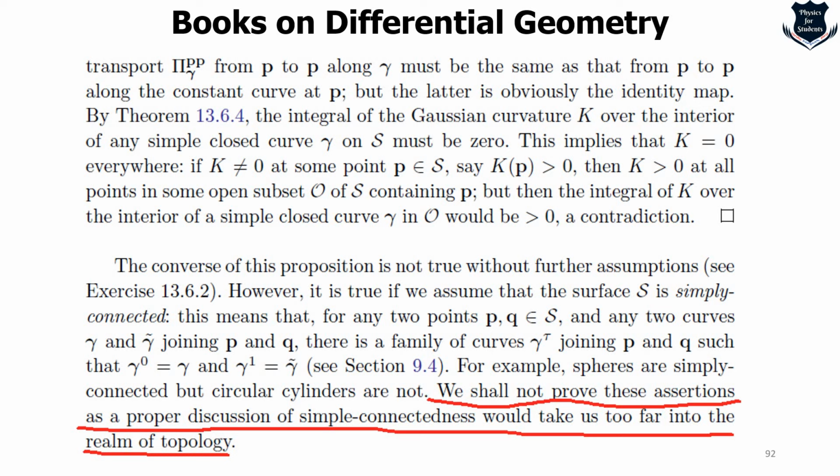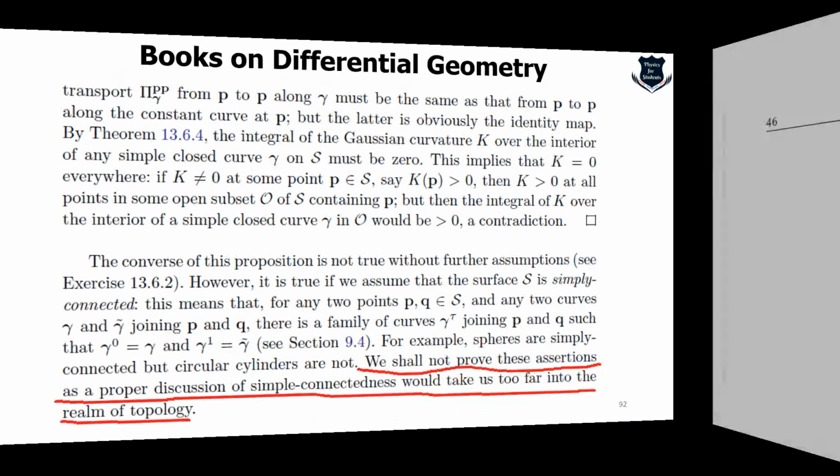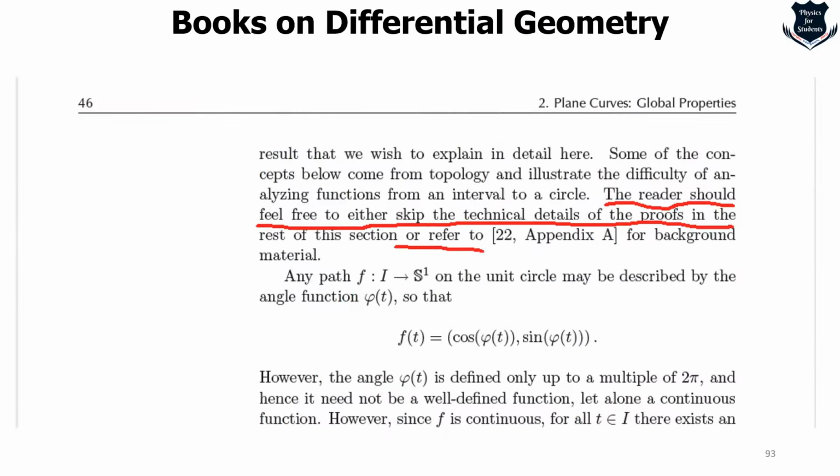"We shall not prove these assertions, as a proper discussion of simple connectedness would take us too far into the realm of topology." That means the proofs, whatever you get, do not assume topology, and that is the good news. "Again, the reader should feel free to either skip the technical details of the proofs in the rest of this section." That means you can skip that, and it won't actually harm your learning.